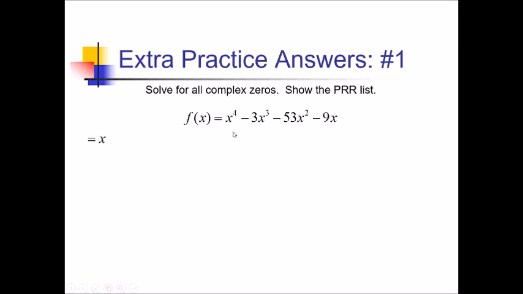So factoring an x out, we're now left inside with x to the third minus 3x squared minus 53x minus 9. All right, so next thing we're going to do is take a look at this inner polynomial and come up with a list of possible rational roots. Those will be factors of our constant, -9, divided by factors of our lead coefficient, which is just 1. So it's really just going to be the factors of -9 then. So those are going to be plus or minus 1, 3, and 9. That's it. So that's just 6 different things.